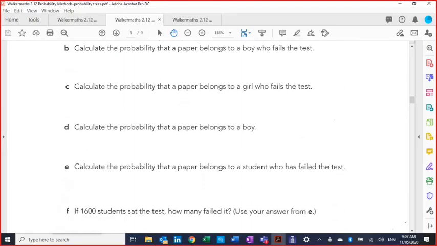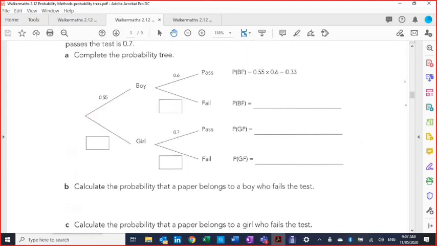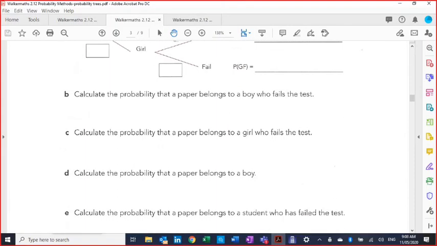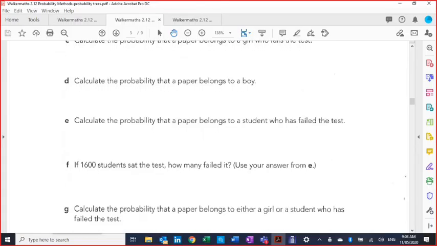Probability the paper belongs to a student who failed. All right. So you're looking for fail. There's a fail. There's a fail. Find the two probabilities that will be listed, and you're just going to add them together. Okay. Very straightforward once you've drawn your tree. Now, F.